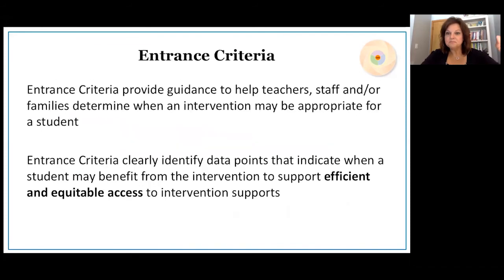Okay. So let's start by looking at the intervention grid component, entrance criteria, which you guys are familiar with. Basically, they provide guidance to help us determine when an intervention may be appropriate for a student by clearly identifying data points that indicate whether the student will likely benefit from that intervention. So this gives us an efficient way to determine which intervention is likely the best match for a student's needs based on that data. We can do it really quickly, and it allows us to provide equitable access to intervention.